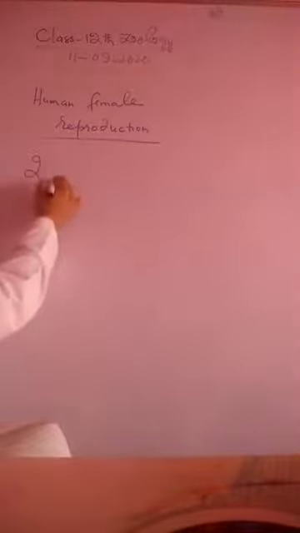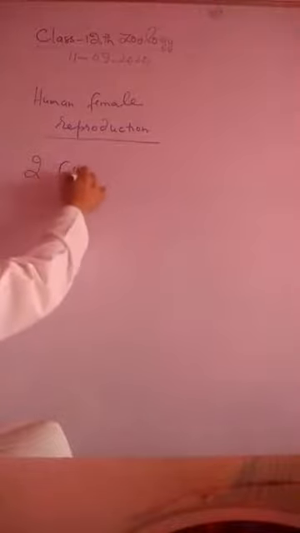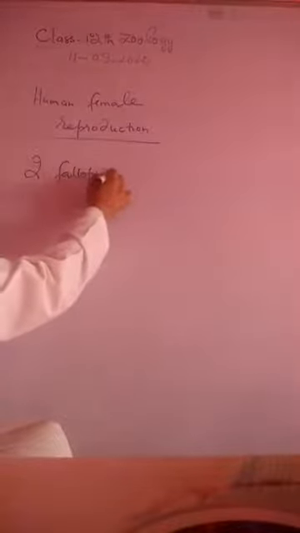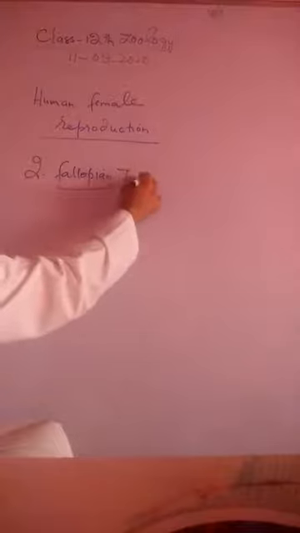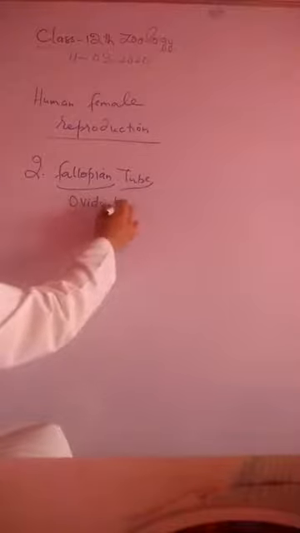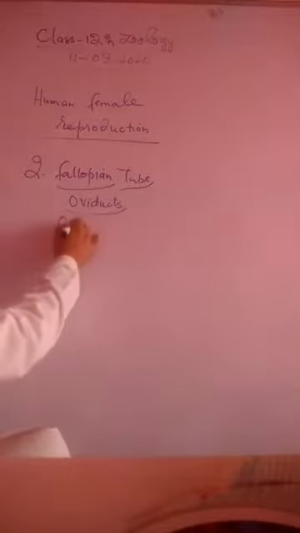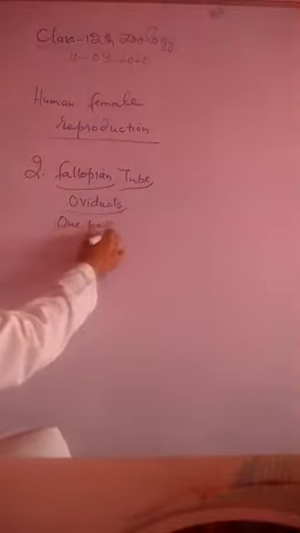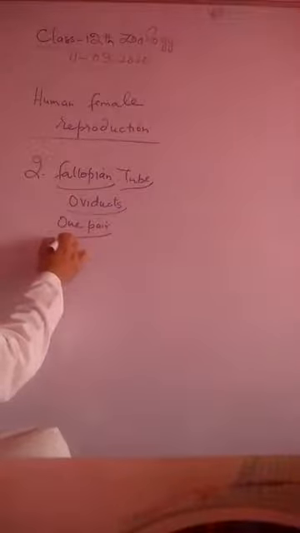Dear students, in the female reproductive system, we have one more important organ, the fallopian tube. The fallopian tube is a tube-like structure, also called the oviducts. These are the ducts through which the ova transfer. It is one pair in number, which means there are two oviducts, just like there are two ovaries. They are funnel shaped.